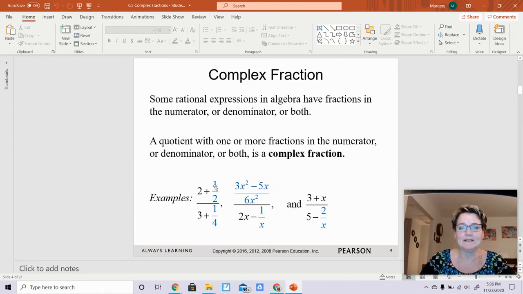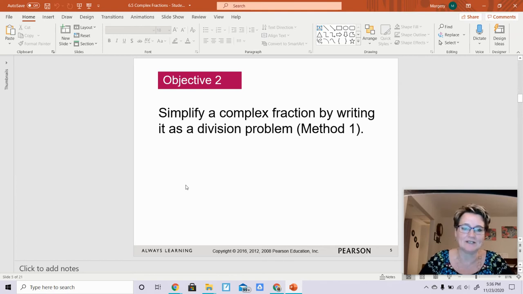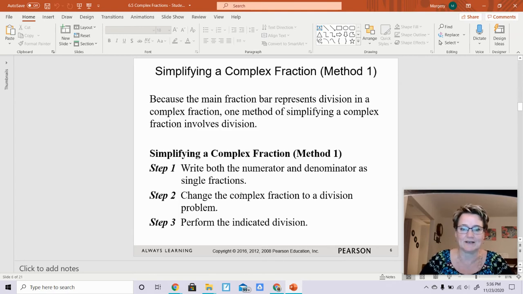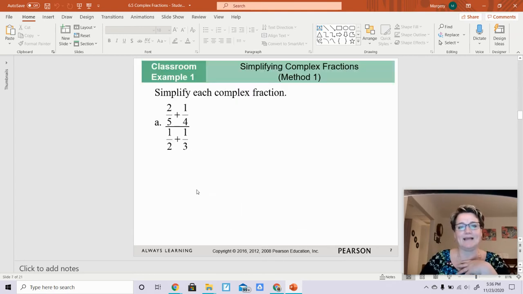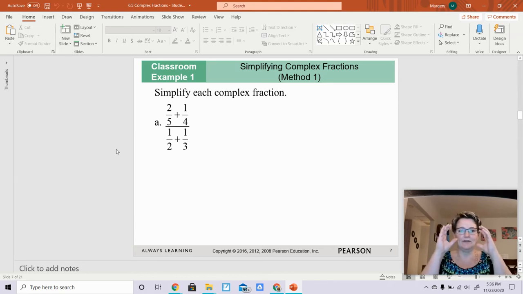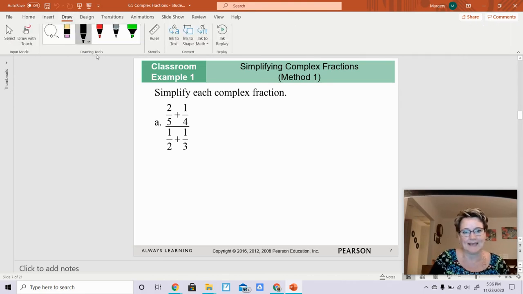Complex fractions are just a big fraction divided by another big fraction. The way I do them is I treat them like a division problem. I don't like the way they look like this. So what I do is I take care of the numerator first, then I take care of the denominator. I try to simplify it the best I possibly can. So I'm only going to work with what's in the numerator right here.